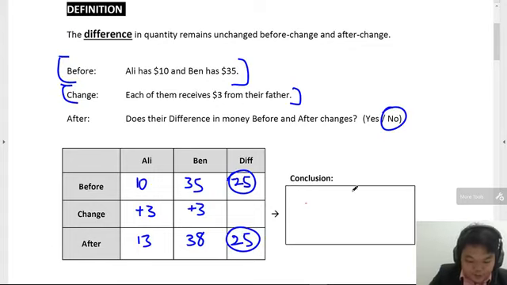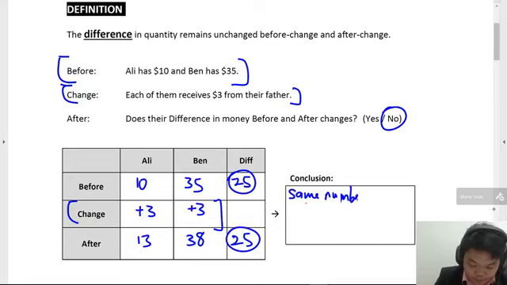So, how do we know that such a case exists? When you look at the change row and you see that you have the same numbers with the same signs, it's either plus plus or minus minus.